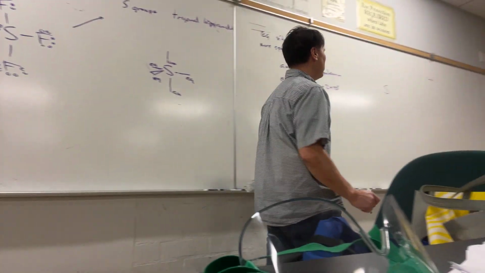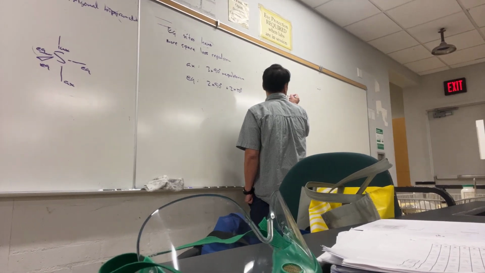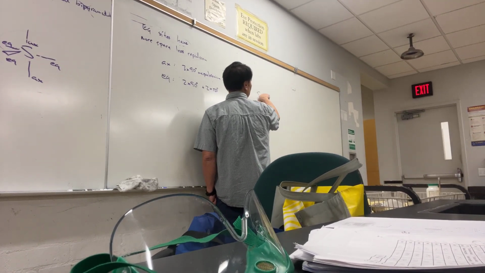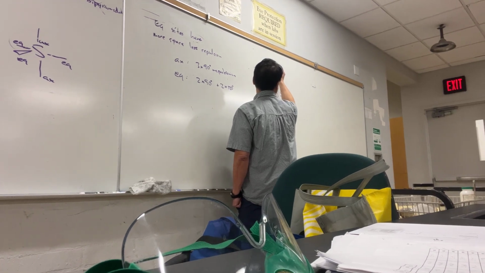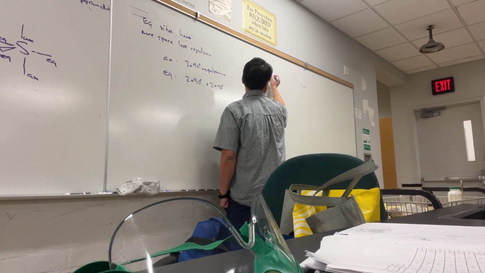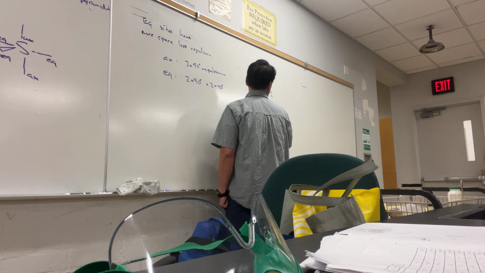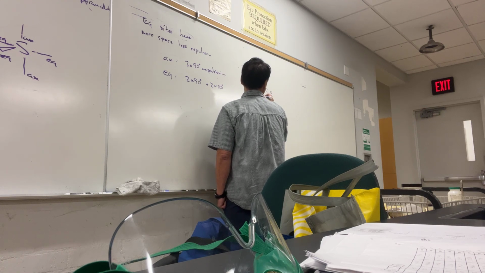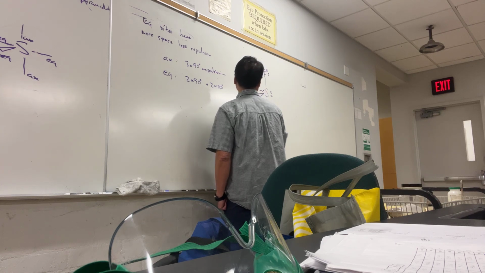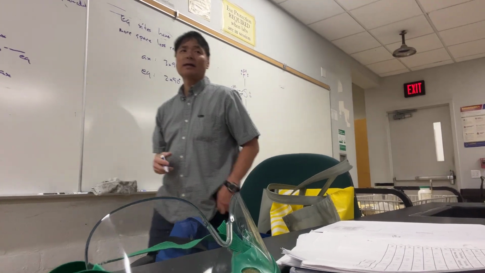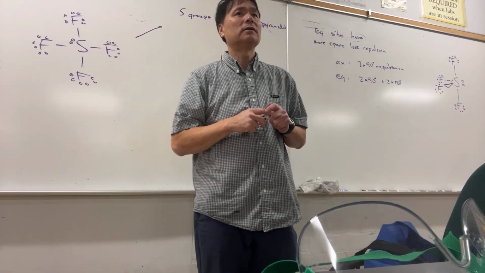Equatorial. And so what we do is, I'm going to pick this equatorial position to the right here, and then I'm going to put the fluorines in the axial up here, and the one down here, and then 2 of the fluorines I'm going to put in equatorial, here and here. Do you see that? For this.